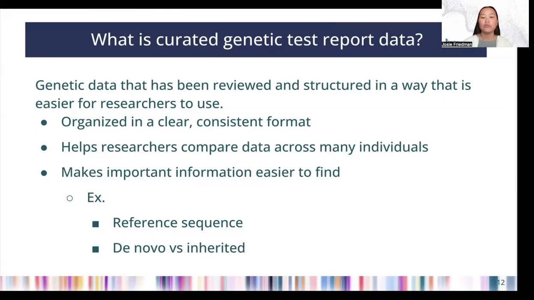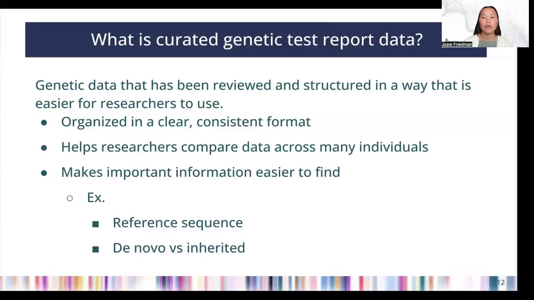One example is a reference sequence used, or the baseline genetic code that researchers use as a comparison against an individual's genetic data. There are different versions of the reference sequence, which have been updated over time as scientists learn more about the human genome. It's important for researchers to know which version of the reference sequence was used because different versions can lead to variations in how genetic variants are identified and interpreted.